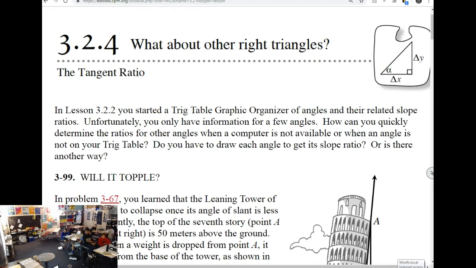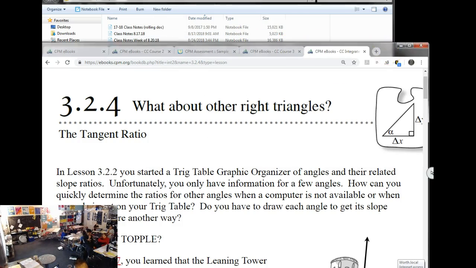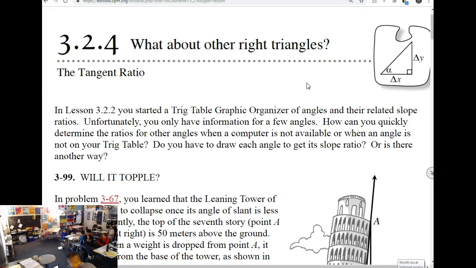All right, more tangent ratio, right? So who can remind us what tangent and inverse tangent does and why we use it? Thomas? The tangent, you could find slope using the angle. It's the slope ratio, right? So we can find the slope ratio.